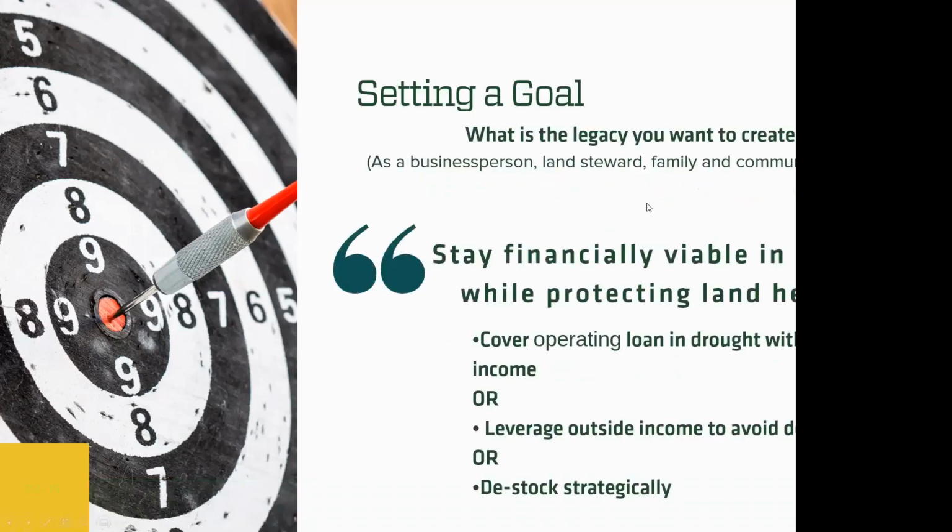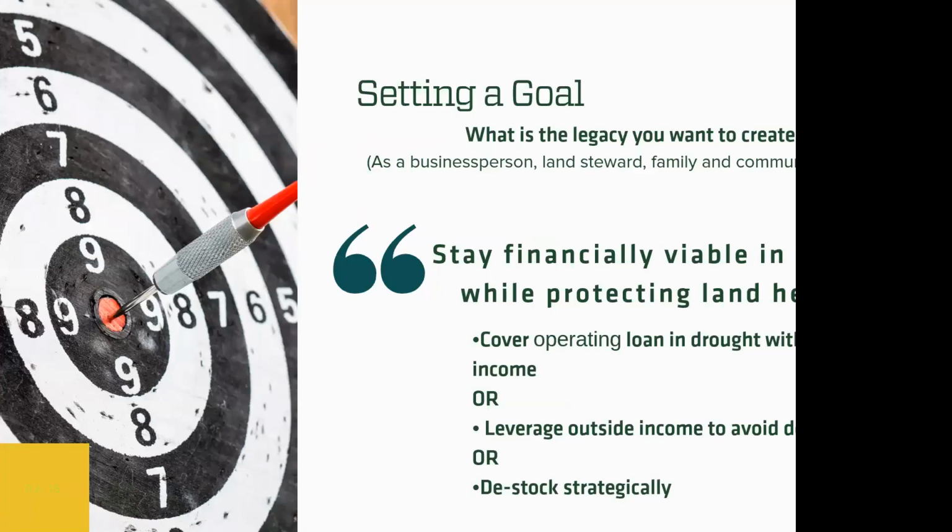So a goal can look like a lot of different things, and it's very operationally dependent. But I threw in a couple examples. It could be, stay financially viable in drought while protecting land health. I just made that up. And you could potentially think about breaking that down more.